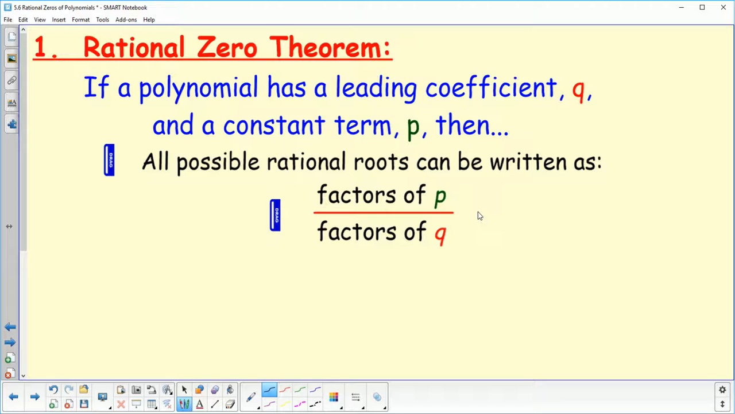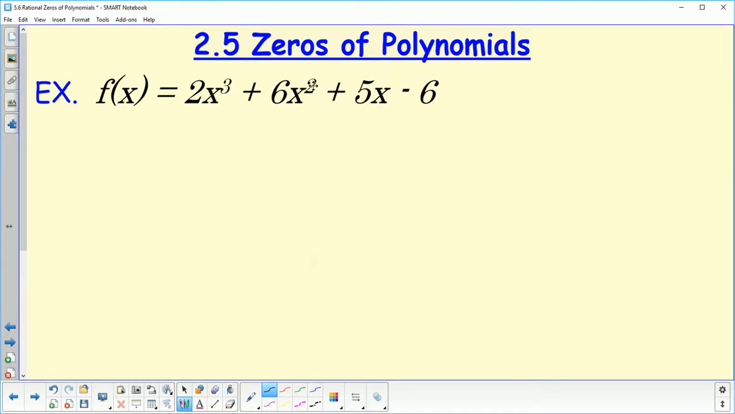And in this case, one of the important things we need to remember here is that that includes both the positive and negative factors. So you're going to see this written every time, and really that just means think in terms of positive and negative. And so we're going to create a list of all the factors of p divided by all the factors of q. Here's what that would look like with this example.